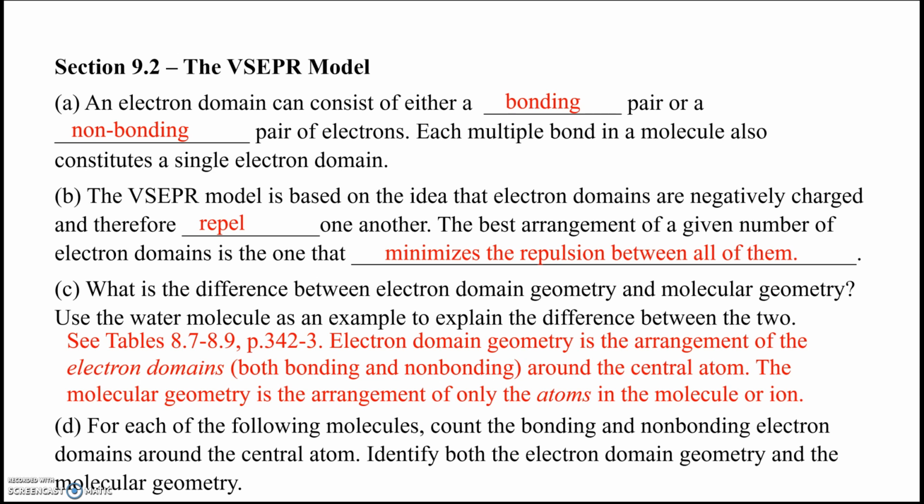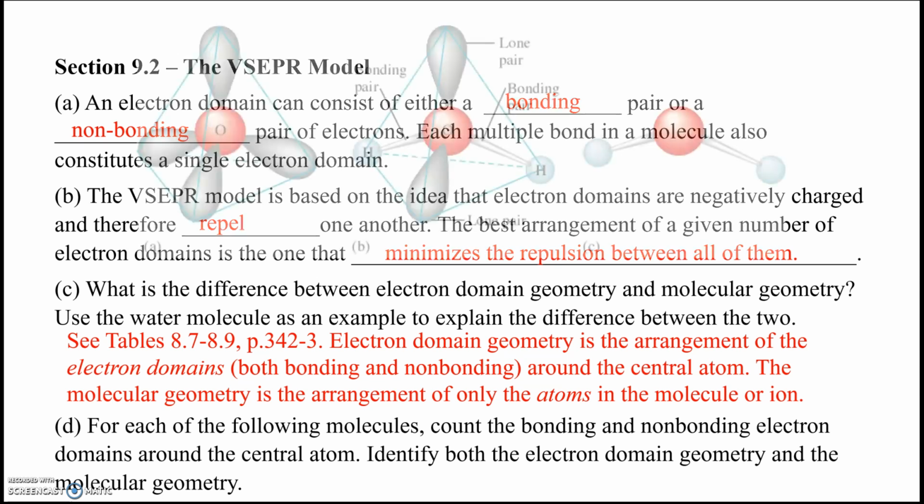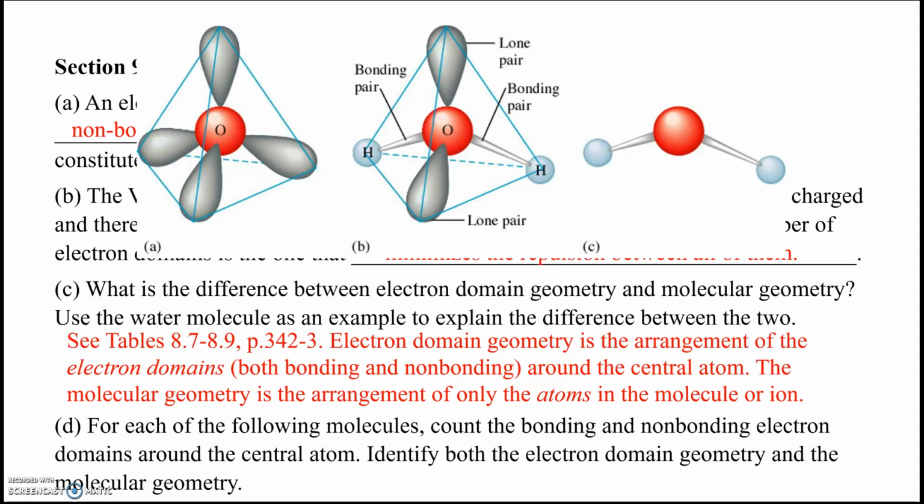And then part D, for each of the following molecules on the following slide, we're going to count the bonding and non-bonding electron domains around the central atom. We're going to identify the electron domain geometry and the molecular geometry. Okay, so for example, here's our water molecule. You see we've got the oxygen and the 2 hydrogens. That looks like tetrahedral, but I'm only going to consider the actual atoms, and when I do, I see that that configuration is bent.